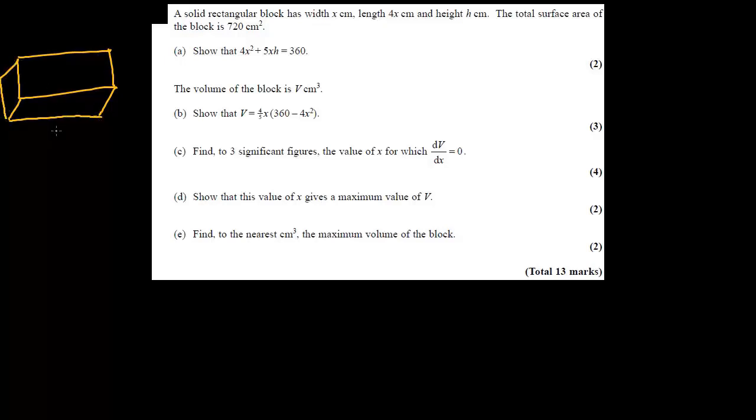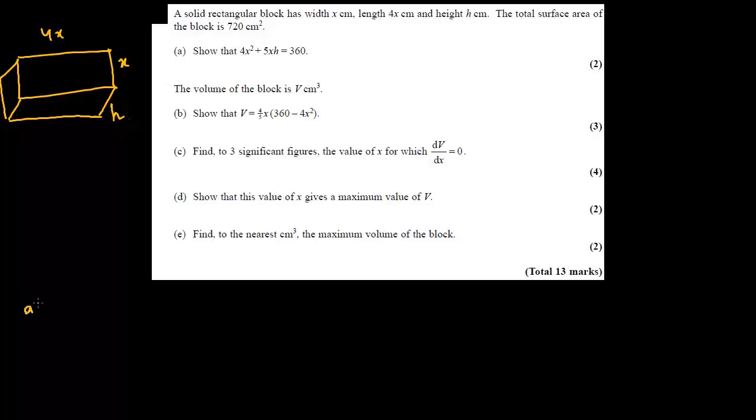A solid rectangular block has width x centimeters. So if you have a box like this, a rectangular box, so something like this, this is the width, so suppose this is x, and this is the length 4x, and this is the height, and the height is not in terms of x, it's h.